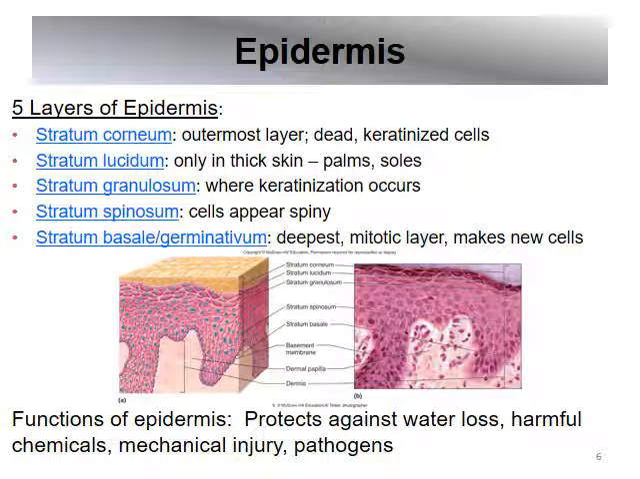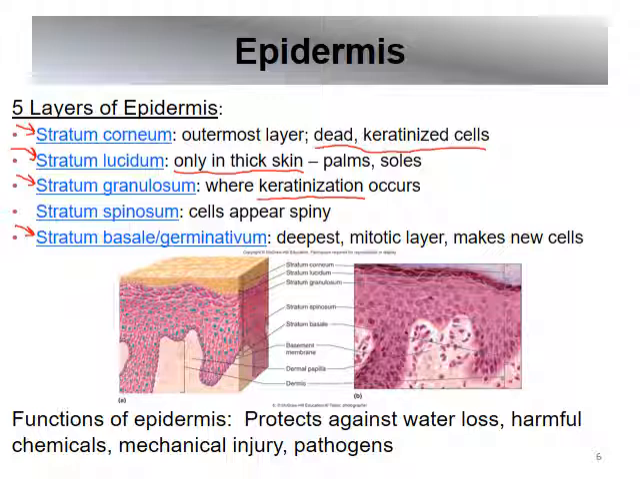Okay, so the 5 layers of the epidermis, so that stratum basale was mentioned before. So the things that I want you to know here: stratum corneum, know that this is the top layer, and this has the dead keratinized cells. Stratum lucidum, this one is found only in thick skin, meaning in the palms and the soles. Stratum granulosum, this layer is when the cells are making keratin, which is what keratinization means. Stratum spinosum, here the cells look a little different. There isn't really much special about this. But then know that the stratum basale, also known as the germinativum, this is the deepest layer. Mitotic layer means that it makes new cells here.